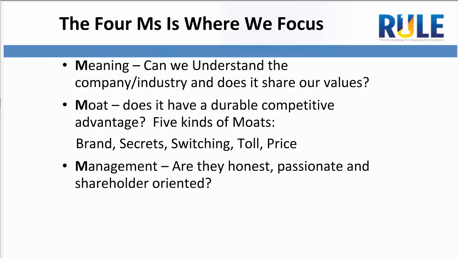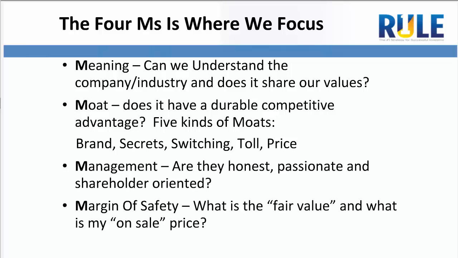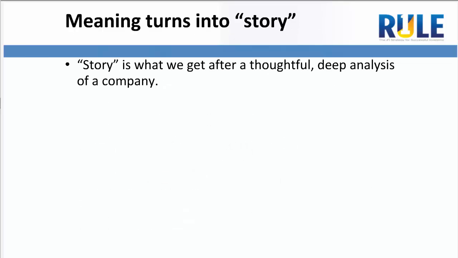Management, are they honest, passionate? Are they shareholder-oriented? Do they know who they work for? And then margin of safety, what's the fair value? And therefore, once we know the fair value, we'll know what the on-sale price is. So I'm going to go through this a little quick, guys, the idea of what each of these four M's are, because I just went over quite a bit of information just now, and we are limited on time.